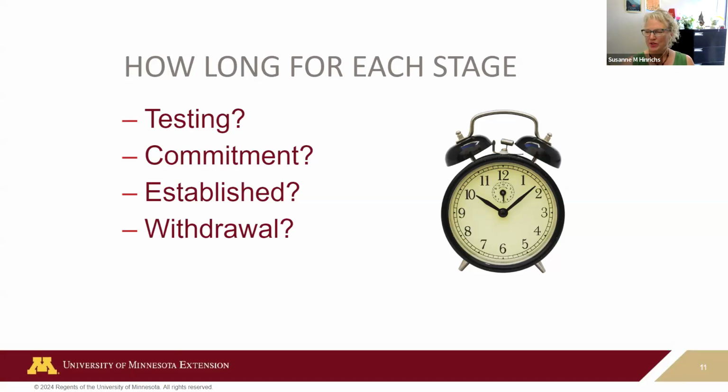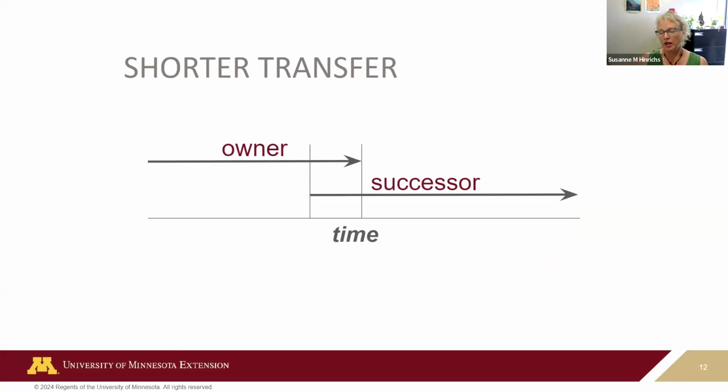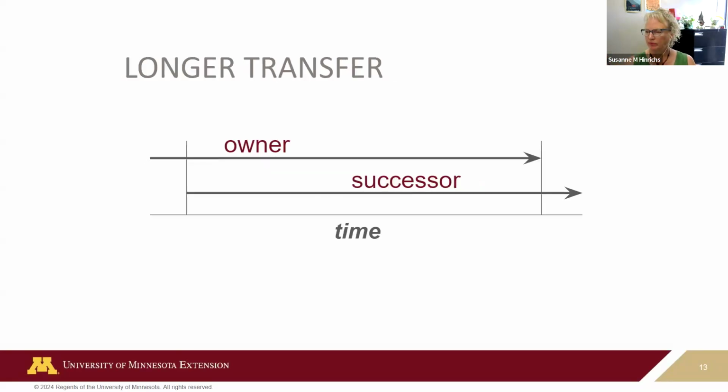So there's lots of stages in this process, and I appreciate that some of them can be shorter and some can be longer. So you think about that shorter transfer. Maybe you're tired of farming, or maybe you're tired of milking cows, or maybe you have a health concern that makes your transition time shorter. That can be fine. You have that middle time in there that's shorter. You work really hard on transferring your knowledge to the next generation. Maybe you have a longer transition time. You're thinking about 5 years, 10 years.